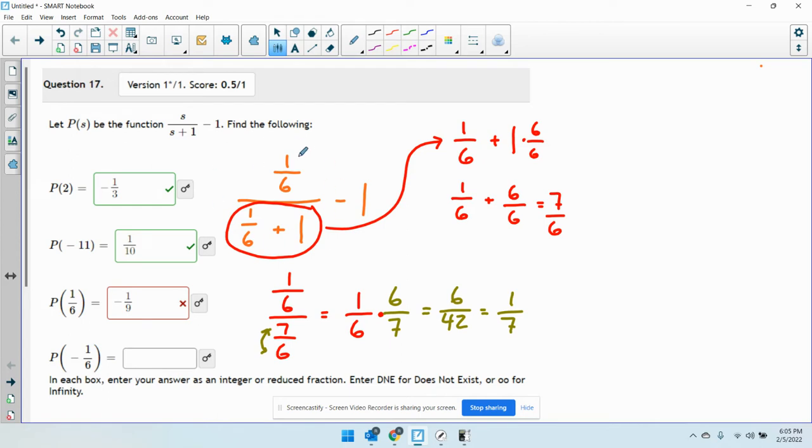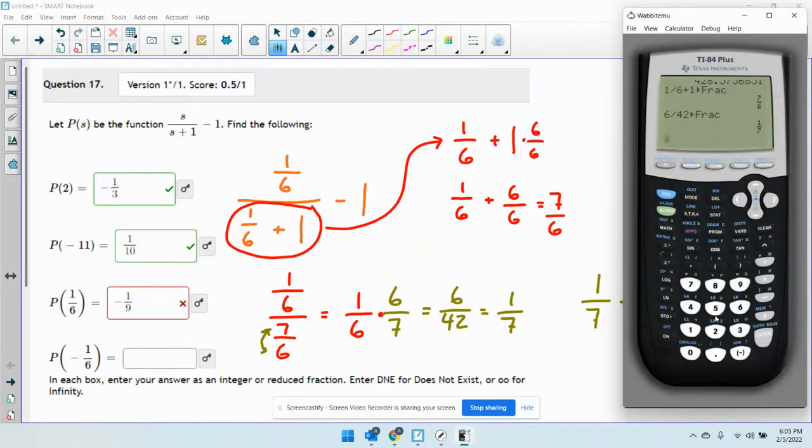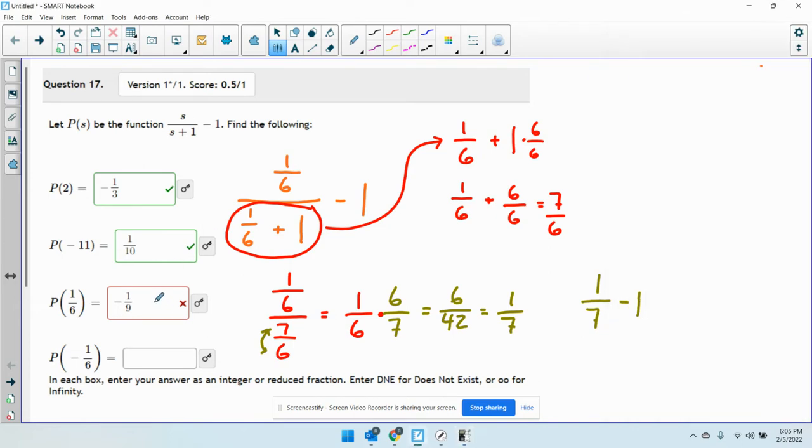So this whole thing here is going to be 1/7 minus 1. Well, 1/7 minus 1, you can do that. You can get this to be 7 over 7, or you can just subtract and you'll end up getting negative 6/7. 1 divided by 7 minus 1. Math, enter, enter. Negative 6 over 7.